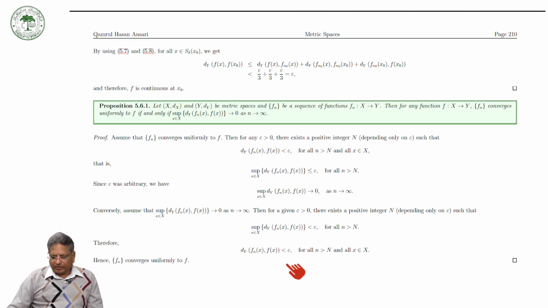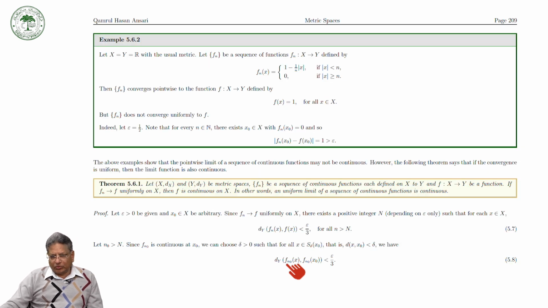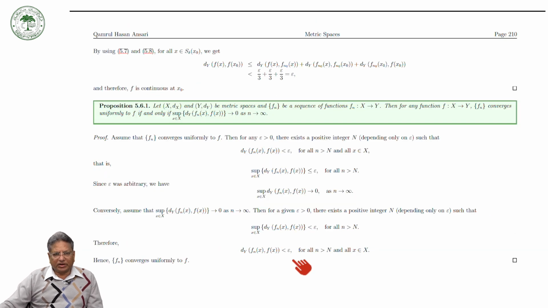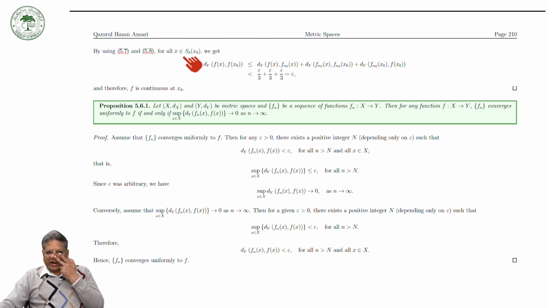Now, by using the previous two, we have for all x in the open ball with center x naught and radius delta, d(f(x), f(x naught)) is less than or equal to a sum where we have added extra terms. Each of the three terms is less than epsilon by 3, so the whole is less than epsilon, and therefore f is continuous at x naught. This way we can prove that the function f is continuous.